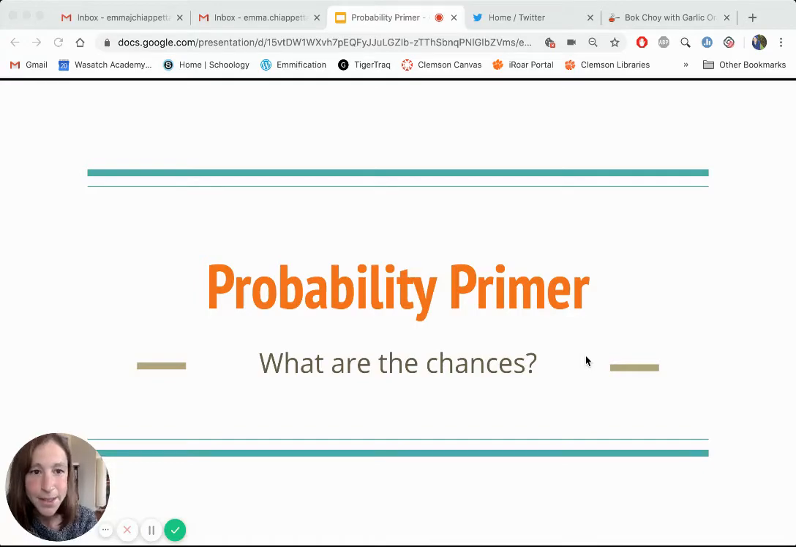Hey, stat students. Just wanted to give you a little bit of a primer about the probability unit that you're going to start, because probability is super, super relevant right now. So here's what I mean.